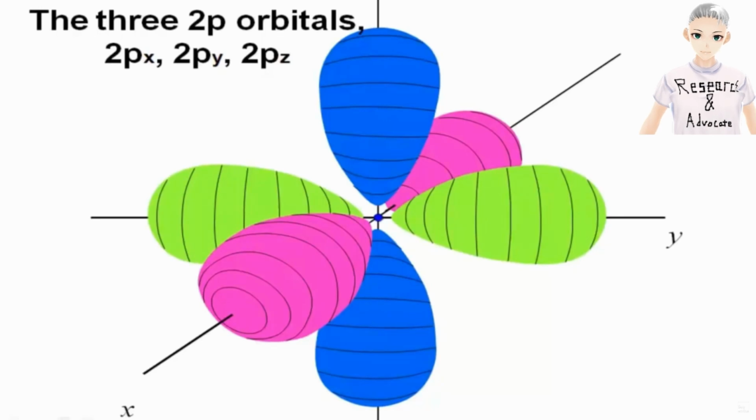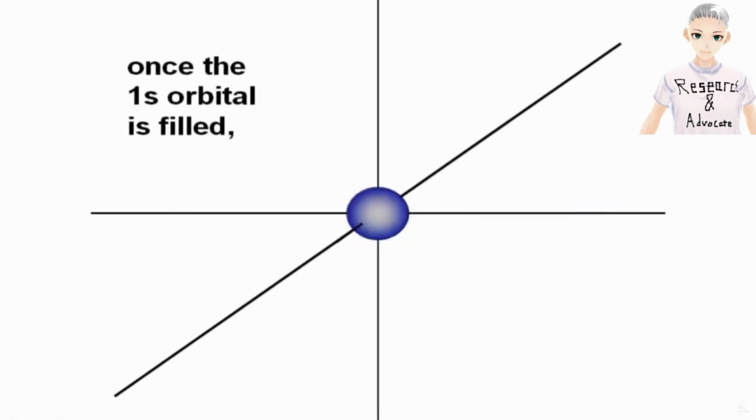So once each of these orbitals has 1 electron, then they can start to pair up and fill each orbital with a total of 2 electrons, and that would give the 3 2p orbitals a total of 6 electrons. If the p electrons are filling up, we know that the 1s and the 2s must also be filled up. So let's take a look at that.